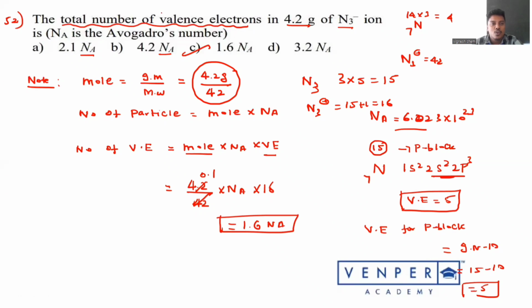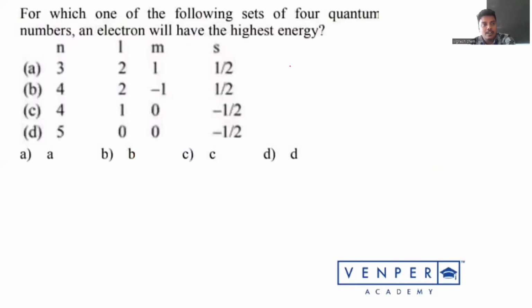Understand? Okay, listen. Look at the question, right? They're asking the total number of valence electrons. Next, I go with the third question. For which of the following sets of quantum numbers will an electron have the highest energy? They are asking highest energy. What is N? The principal quantum number. What is L? The azimuthal quantum number. What is ML? Magnetic quantum number. What is S? The spin quantum number. They give the 4 quantum numbers.